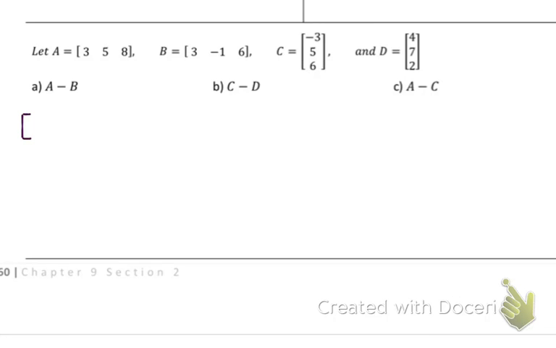So we're just going to do, let's highlight, the 3 minus that 3. So I have 3 minus 3 in my first one. Then we're going to do 5 minus a negative 1. So 5 minus a negative 1. And finally, we're going to do our 8 minus 6.